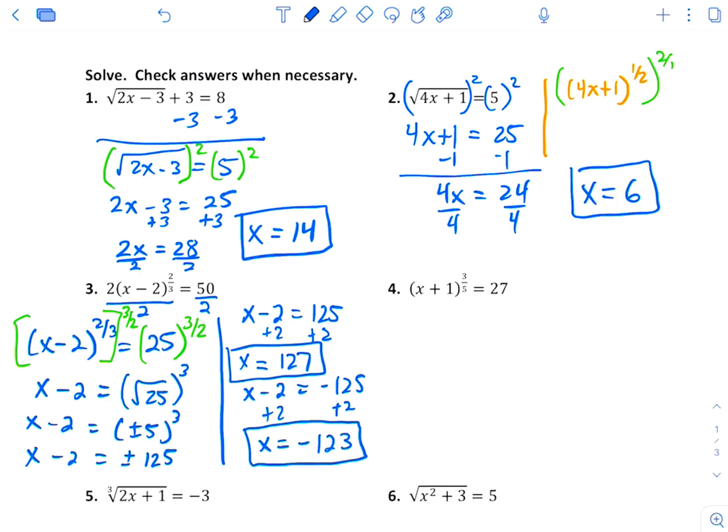Now again, we only need to worry about this plus minus sign if we end up taking the square root of something as we are solving in this process.